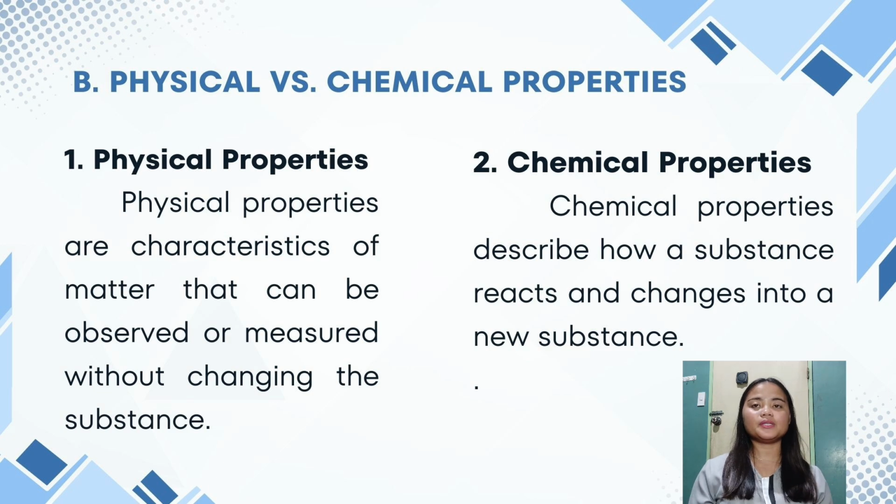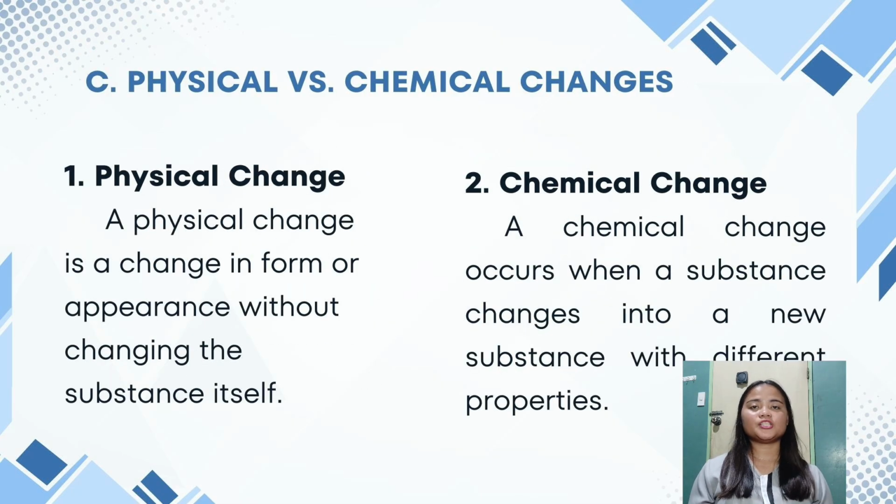So when we say physical properties, they can be observed and measured without changing the substance. While chemical properties describe how a substance reacts and changes into a new substance. Physical changes versus chemical changes.